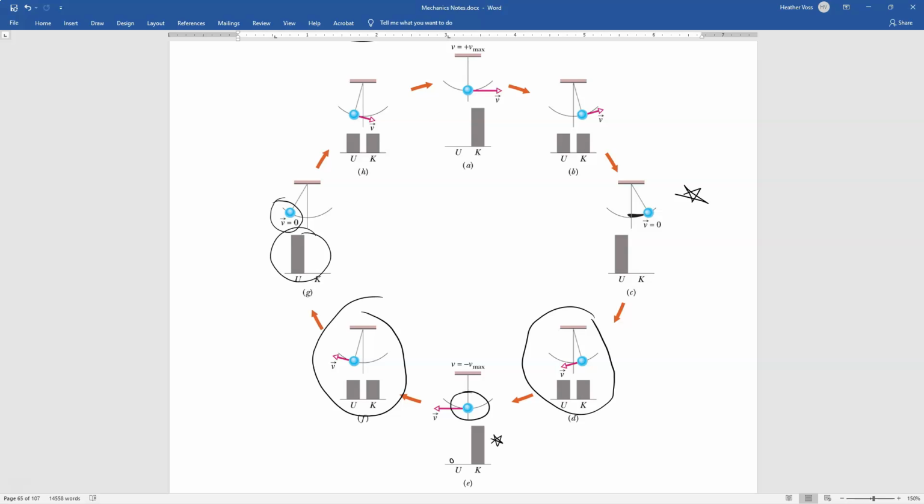As it swings back, we have that blend. At the bottom of the path, it is again all kinetic, and it just keeps repeating. If we have no external forces acting on it, a completely isolated system, this pendulum could keep swinging forever. But this is that conservation of energy, that the total energy is going to be the same. It just may be in a different form.